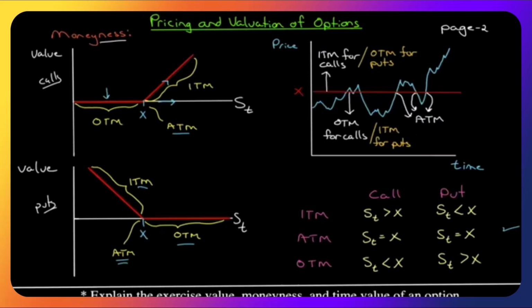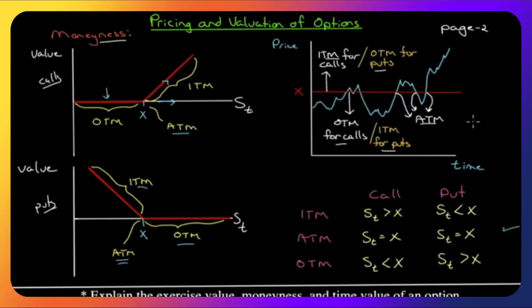If you think better in terms of a stock chart, well, I've drawn out a stock chart over here, and X is our exercise price. So whenever the stock price is above this line, it is in the money for calls, and below it, it is out of the money for calls. And if it is above the strike price line, it is out of the money for puts, and down here it is in the money for puts. And every time they're equal, we say they are at the money.